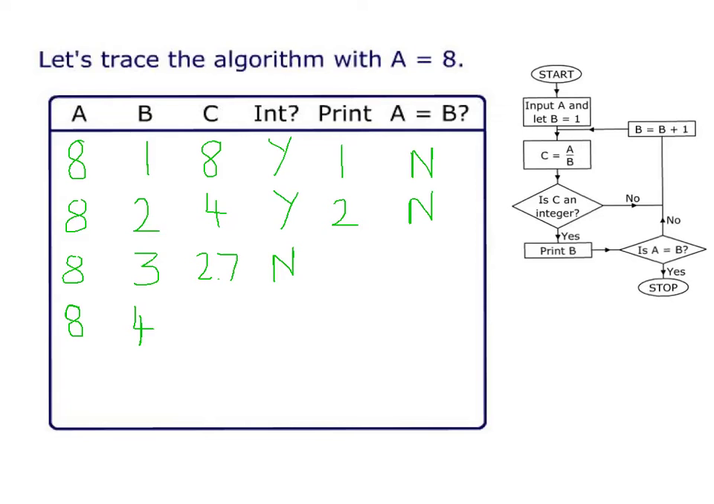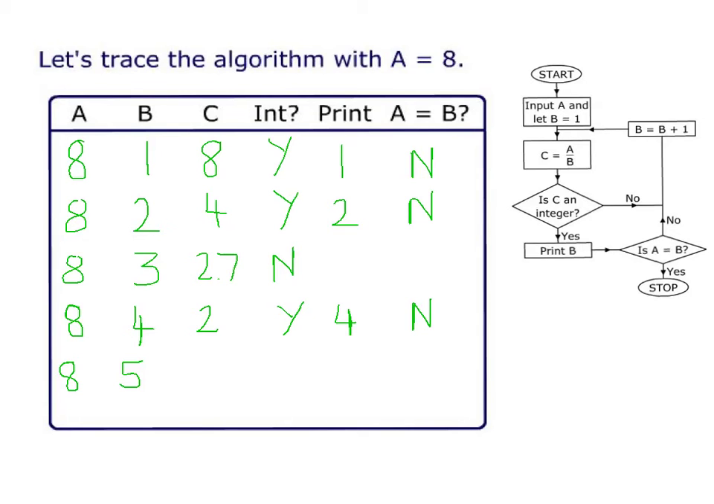C equals a divided by b. So the answer there is 2. Is c an integer? Yes. So print b. So I'm going to print that value of 4. Is a equal to b? No. We carry on. B equals b plus 1. So we add 1 to our value of b.